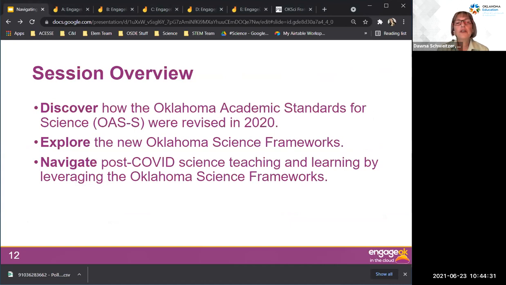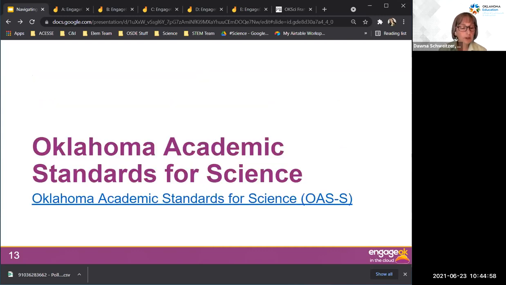The overview for today: we're going to talk about the revision of the Oklahoma Academic Standards, the OAS, which were revised in 2020. And we're going to explore stage 1 of the new Oklahoma Science frameworks. And then we hope to navigate and share some post-COVID science teaching tips that will help you leverage the framework. And with that being said, I'm going to turn it over to Heather.